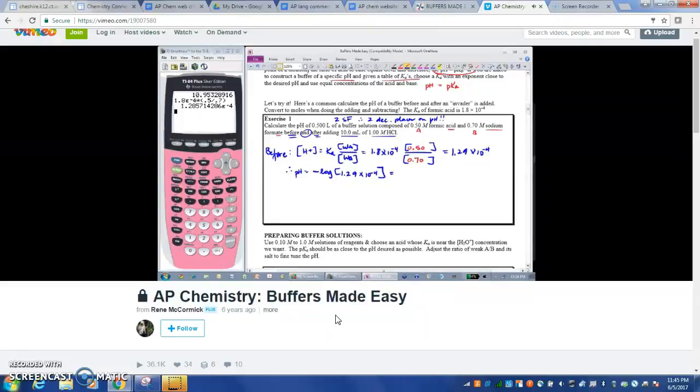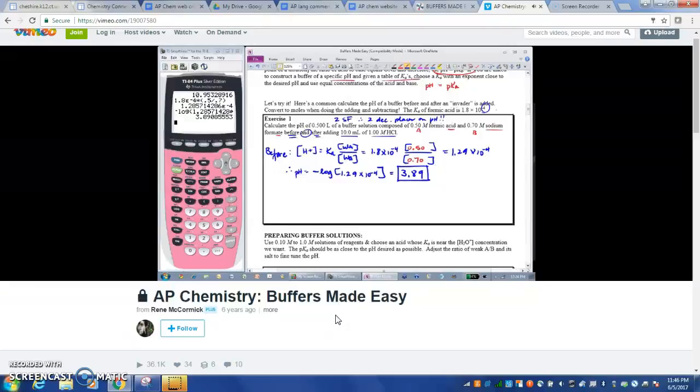So here comes the lazy part. Negative log. You can either go second answer or you can reach up there with your up arrow if you've got the new operating system. Enter pastes it in. Enter executes the command. 3.89. 2 decimal places? Yes. 2 decimal places. 3.89. Now, teaching moment.